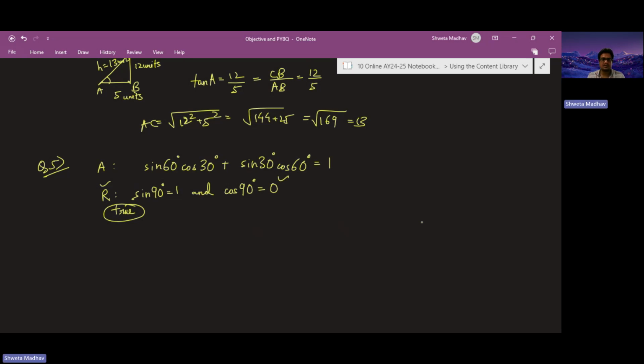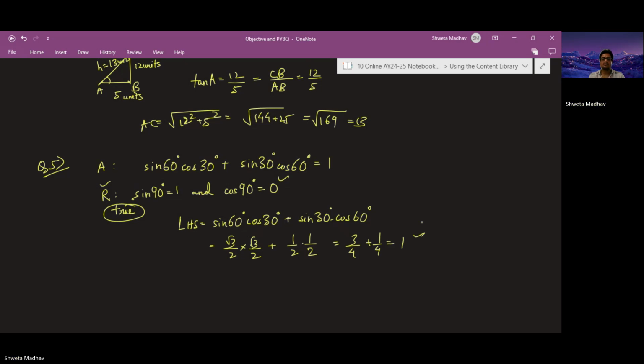But the thing is, here in the assertion, sine 60 into cos 30, we need the values of sine 60. The left hand side is sine 60 into cos 30 plus sine 30 into cos 60. Now, sine 60 is root 3 by 2, and cos 30 is also root 3 by 2, plus sine 30 is 1 by 2 and cos 60 is also 1 by 2. So this will be equal to 3 by 4 plus 1 by 4, which is equal to 1, which is equal to the right hand side. So the assertion is also true.